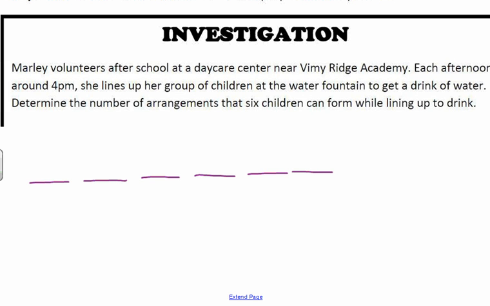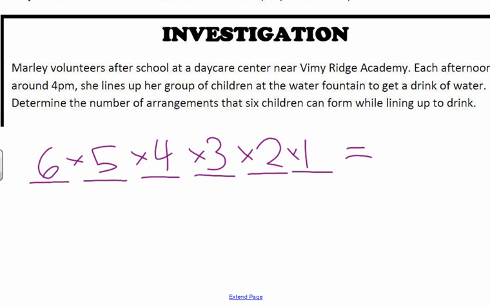And let's just say this is the front of the line and this is the back of the line. How many choices do we have in this first position? 6, good. And then 5, right? So we're going to keep going down because we've already chosen the first position, right? And does that make sense why we're going down each time? Yeah, okay. And if we multiply those together, 720. So there are 720 possible combinations that those students could line up in.